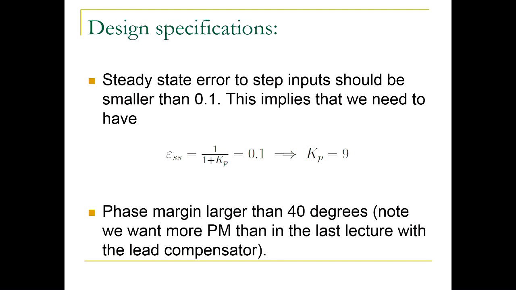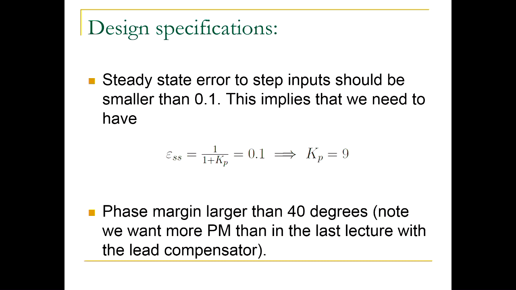Well, we still want steady state error to step inputs smaller than 0.1. If you remember, this was the requirement in the last lecture. And then we want to achieve phase margin larger than 40 degrees. In the last lecture, I think we wanted just 25 or something like that, right? So in this case, although we are using lag, we require more phase margin than what we required in the last lecture, after compensation.